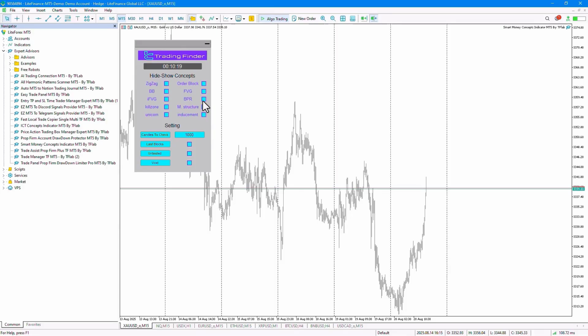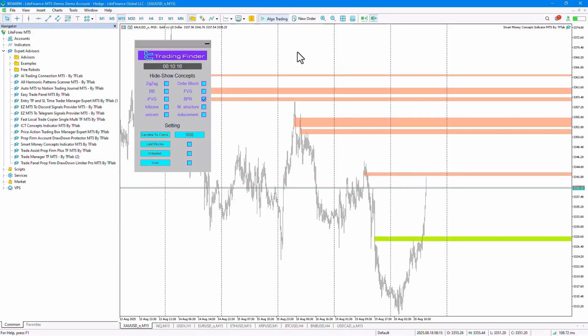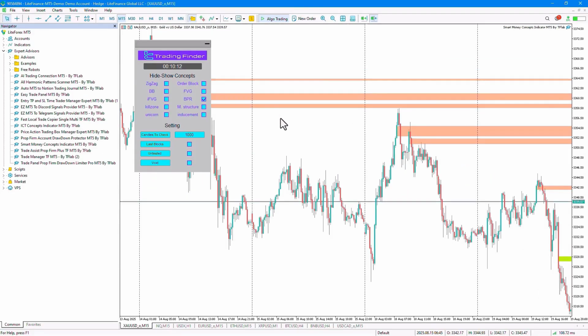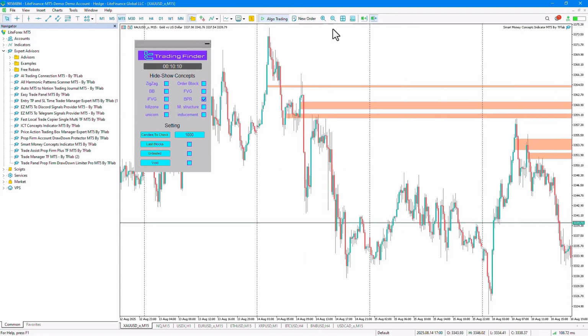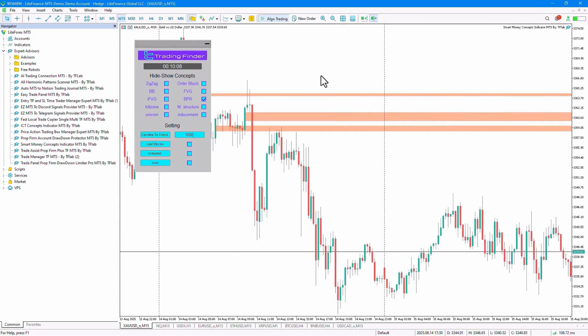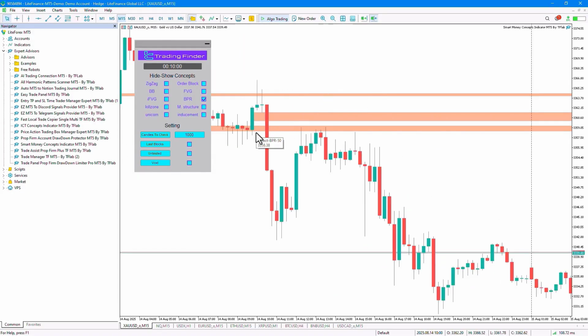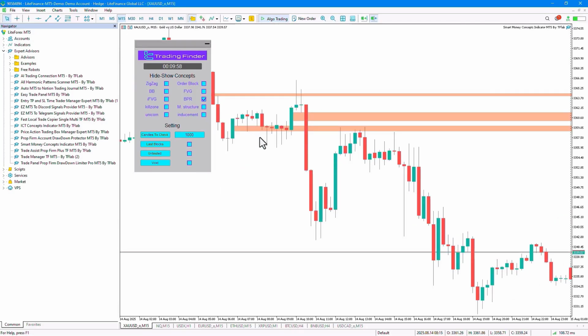The next mode is the BPR mode, or balanced price range mode, which identifies and displays two fair value gap zones on the chart. The way these zones are identified and how they function is based on the presence of two significant FVG zones.